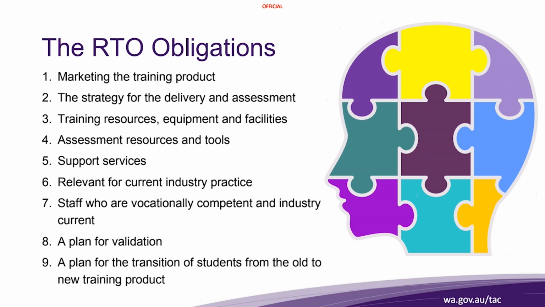So you have to make sure that you market that training product to your potential clients in an accurate and ethical manner. And that means that you tell them all the things that they need to know and understand to be able to make an informed choice about whether that's the right training product for them. And we have to make sure, of course, that that marketing is in line with your strategy for delivery and assessment.